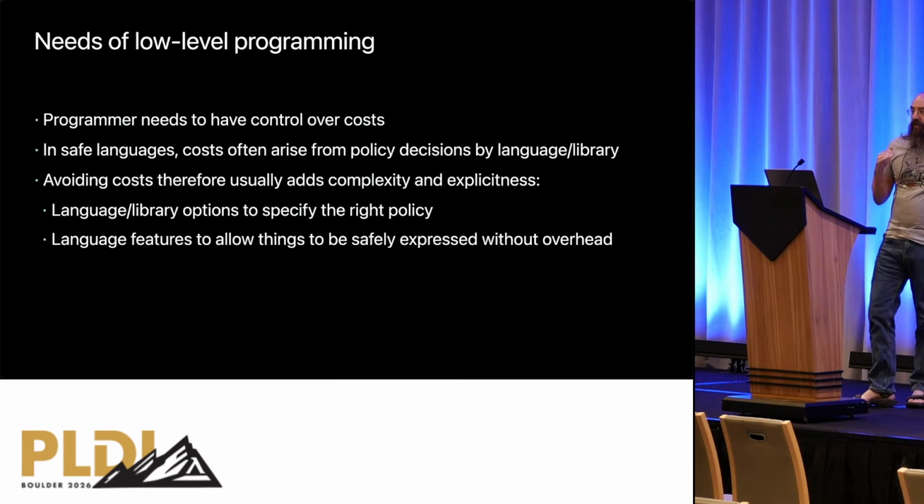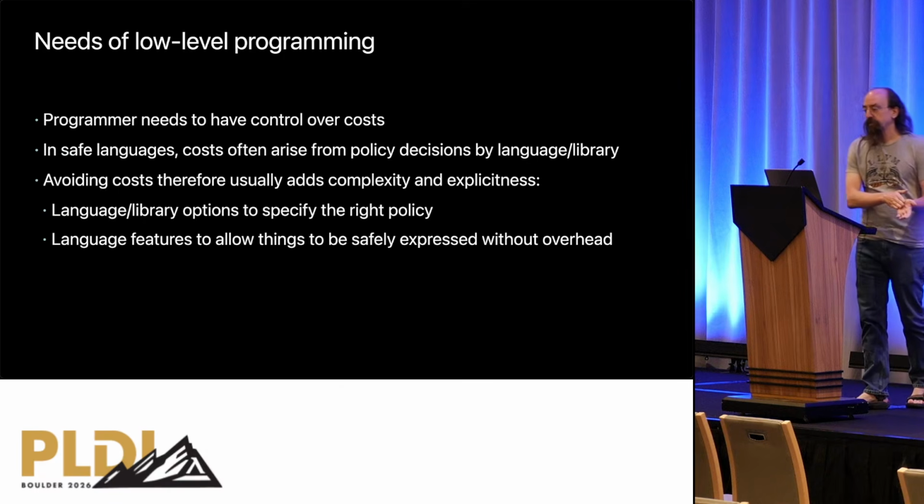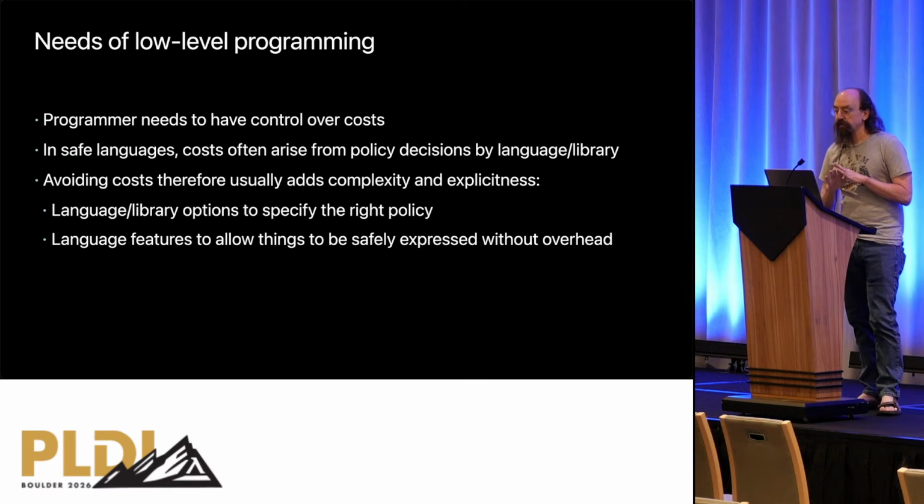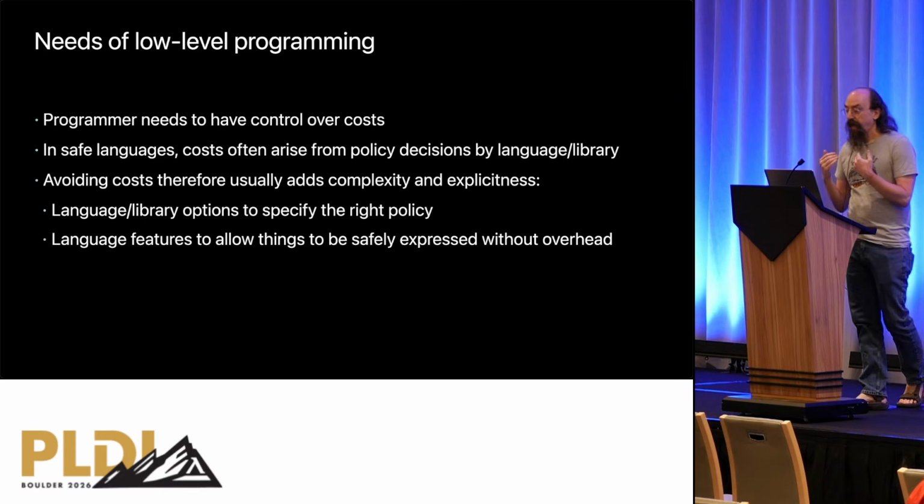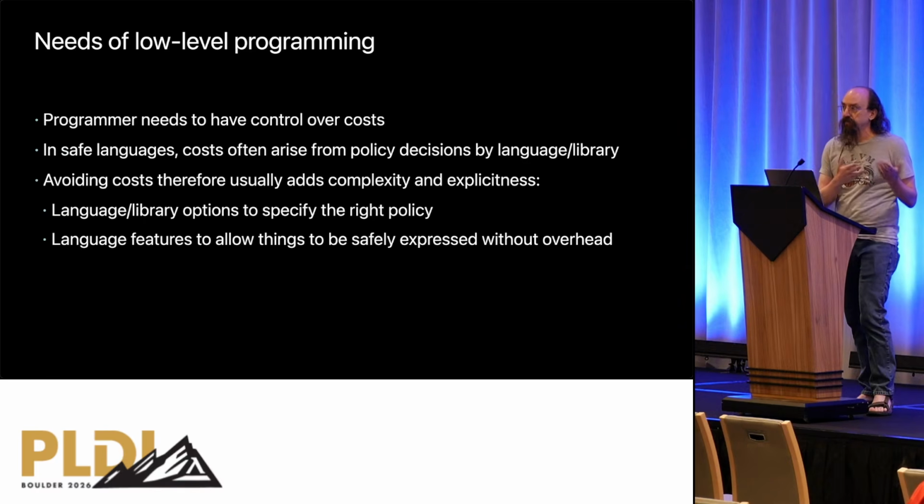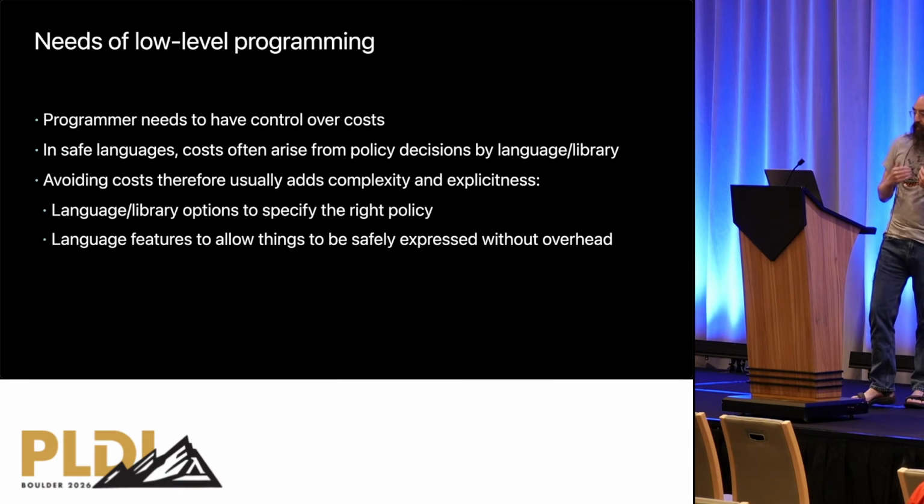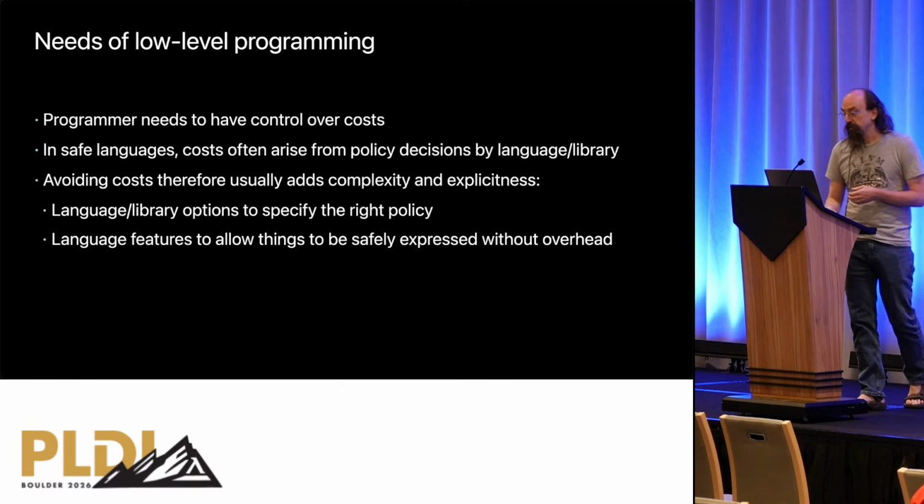Low-level programming has fairly strict requirements, which mostly come down to programmers needing to have control over costs. For example, it's not that you can never do heap allocation in an environment like the kernel. It's that you should only do that allocation when the programmer asks for it, and they need to be able to handle conditions like allocation failure. In memory-safe languages, the language and library make a lot of policy decisions that can add costs like this. Giving the programmer control over that usually means adding complexity to the language and library.